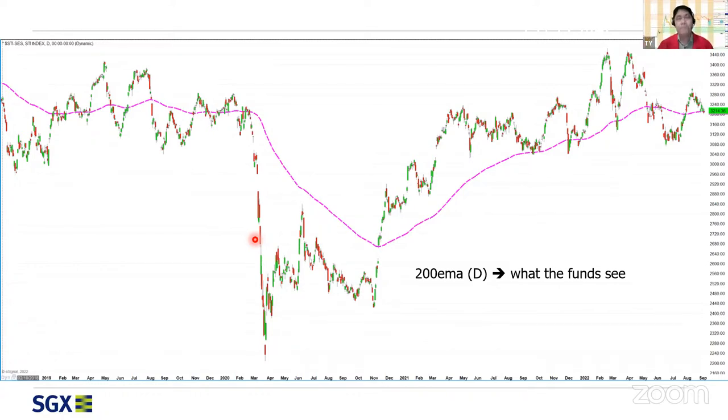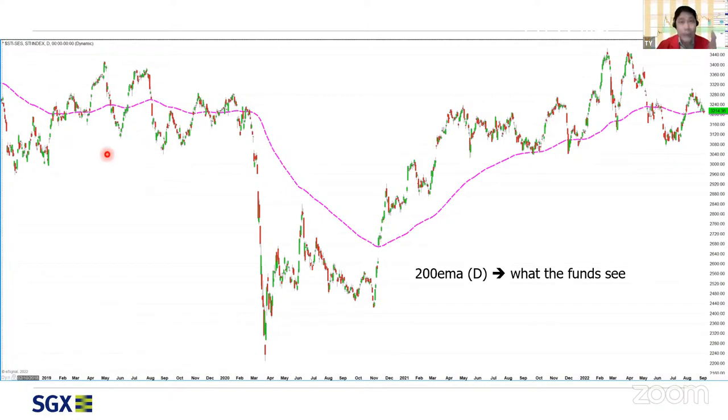So therefore, now let's take a good look at the STI. This is the same STI chart, spanning all the way back to 2019. When the market goes above, below, above, below, above, below, what does it tell you? It cannot stay above, it cannot stay below. So therefore, this is a sideways market. When the market goes sideways, it will go premium, discount, premium, discount, premium, discount.